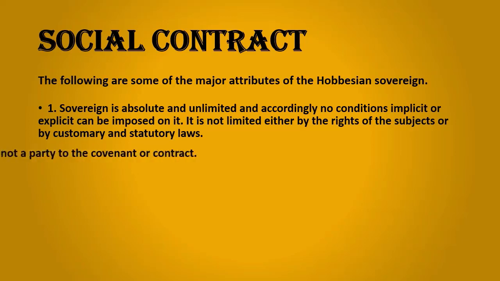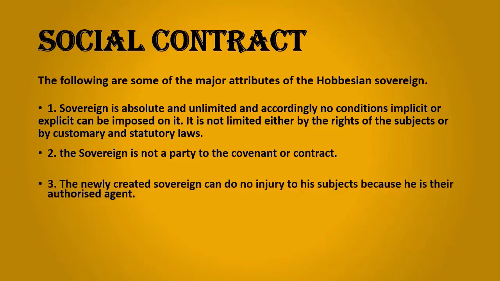Two, the sovereign is not a party to the covenant or the contract. The sovereign did not exist prior to the beginning of the contract. He was not there when the contract was signed. He was just given the contract to come and serve. The contract was signed between men in the state of nature, mainly to escape from a state of war of every man against every man. And the contract was irrevocable. There is nothing you can do about it. So far as you have entered into the contract, that establishes it.